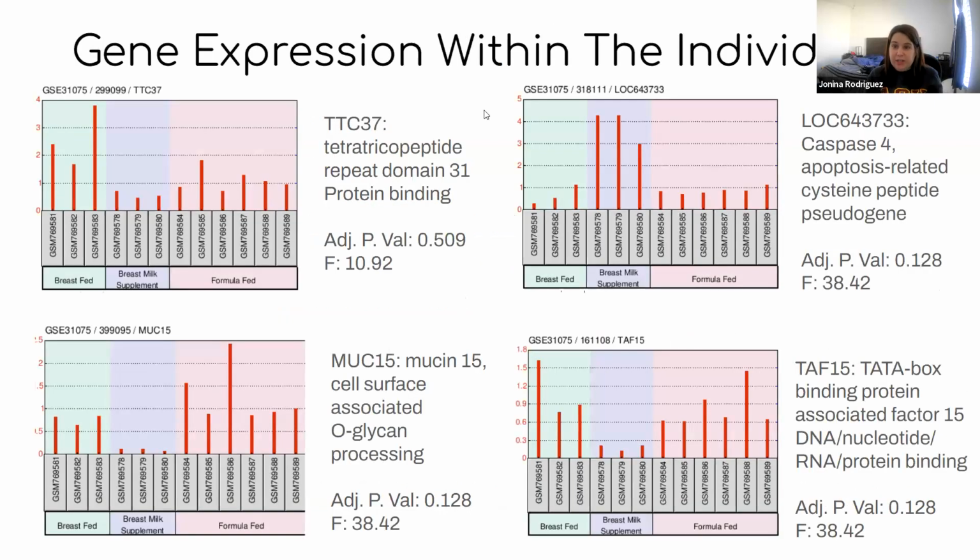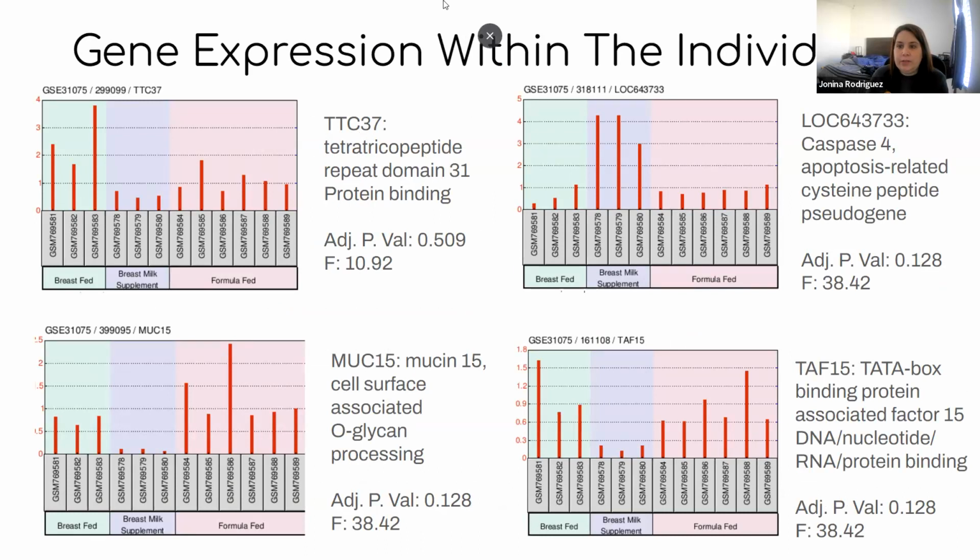So some of the genes that I just wanted to go over, as far as expression, you can see that we have TTC37, which is the tetratricopeptide repeat domain 37. It is a protein binding gene, and as you can see, its adjusted p-value was 0.59 after multiple testing, and its test of significance was only 10.92, which was one of the lower ones compared to some of the other ones that we saw.